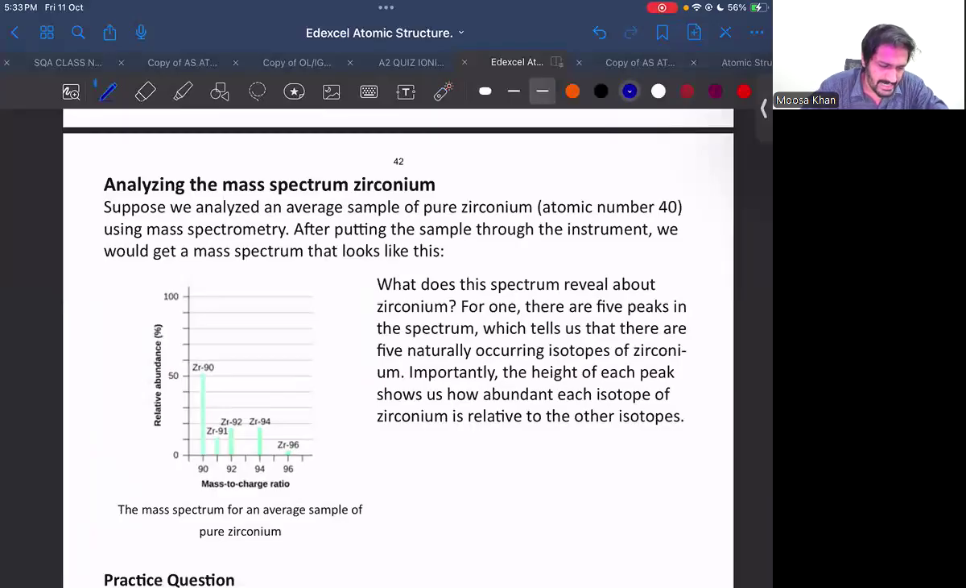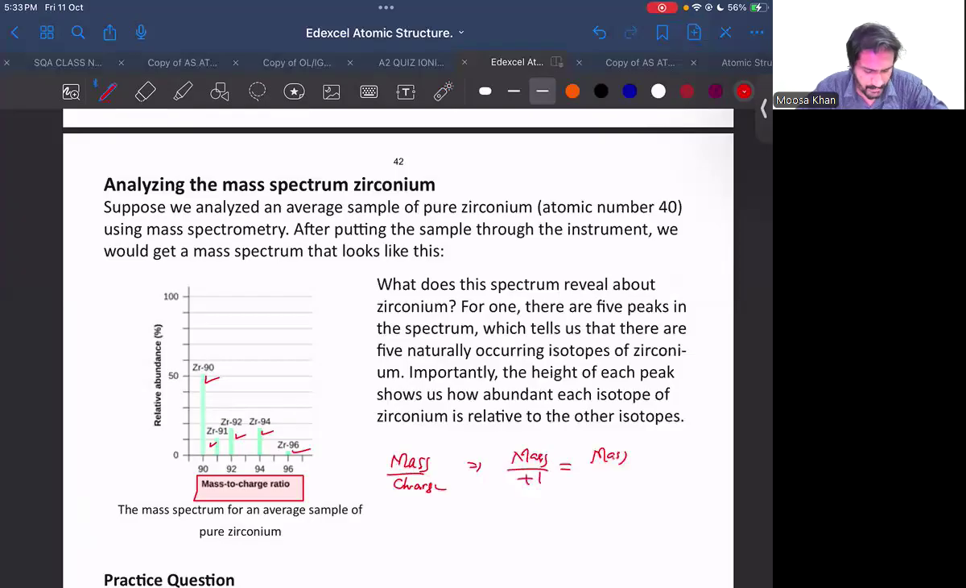And how many signals can you see from this mass spectrum? 1, 2, 3, 4, 5. And x-axis gives us mass to charge ratio. Charge of all the isotopes has to be positive 1. So whatever the mass to charge ratio is, basically their masses. Because in place of charge, you will be putting +1. So mass to charge ratio is basically equals to the mass of all the isotopes.